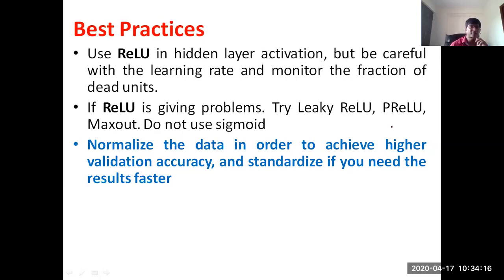If ReLU is giving some kind of problem, then definitely we should try the other variations of ReLU, that is leaky ReLU, PReLU, or maxout. We normally do not use a sigmoid function in the hidden layers. At times it is also suggested that you should normalize your data in order to achieve better validation accuracy, so that the inputs can be standardized. Once you normalize this data, these ReLU functions work much better.